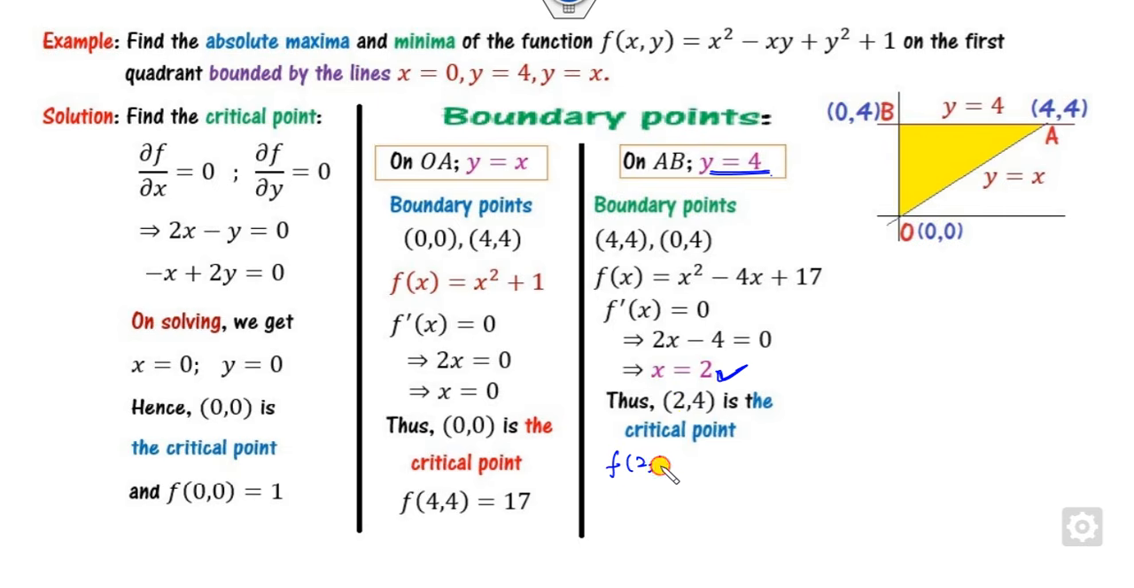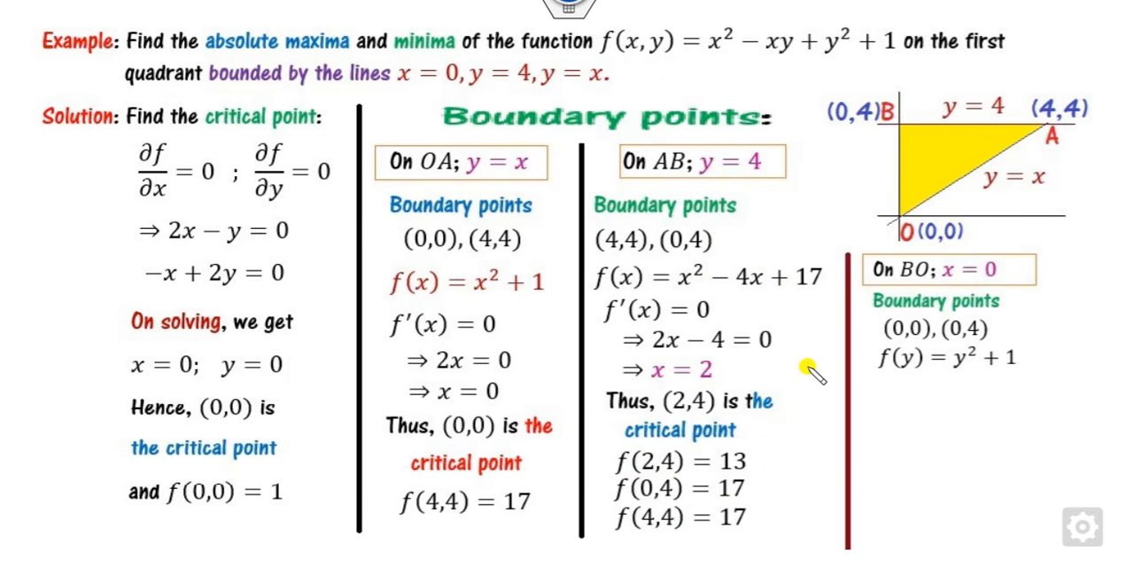So we need to find the value at (2, 4). We need to find the value at (4, 4). We need to find it at (0, 4). There is no need to compute this value again because we already computed it here. So what is the value at (2, 4)? We can substitute directly here. X is 2, so it's 4 minus 16 plus 17, that is nothing but 5. (0, 4) is 0 minus 0 plus 17, is here. So 5 and 17 are the values.